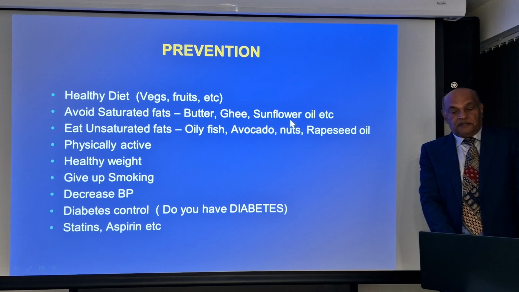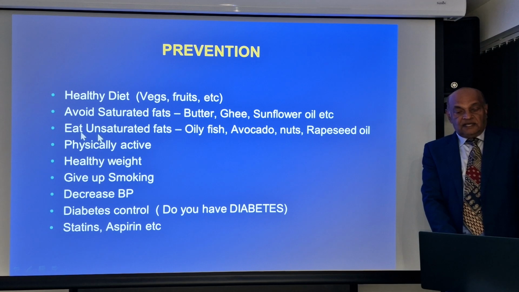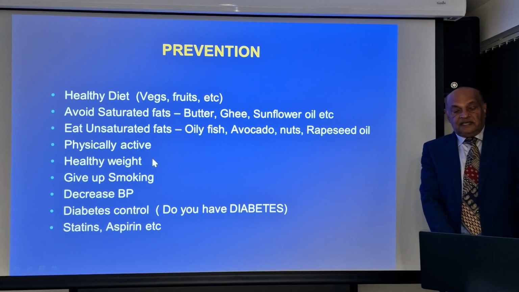A lot of our people use sunflower oil that tends to be high in saturated fats, whereas rapeseed oil, which in fact in the UK is just vegetable oil, is very good, and it is low in saturated fats and high in unsaturated fats, which is the good fats. You have to be physically active. You have to try and keep your weight healthy. You've got to give up smoking.